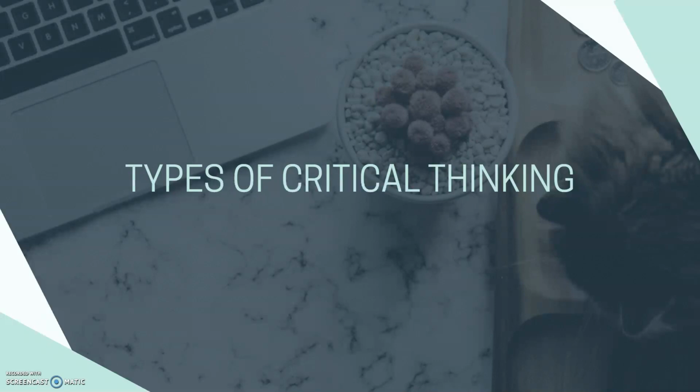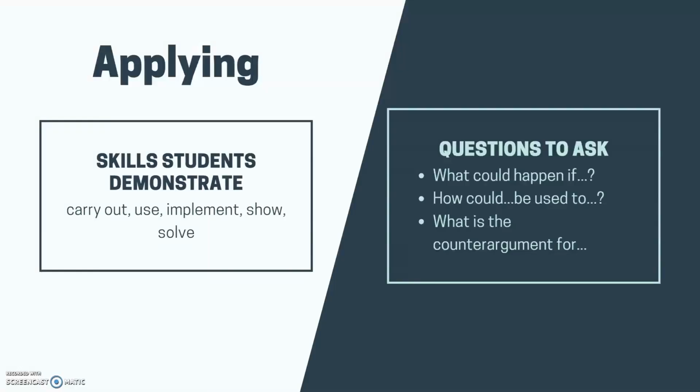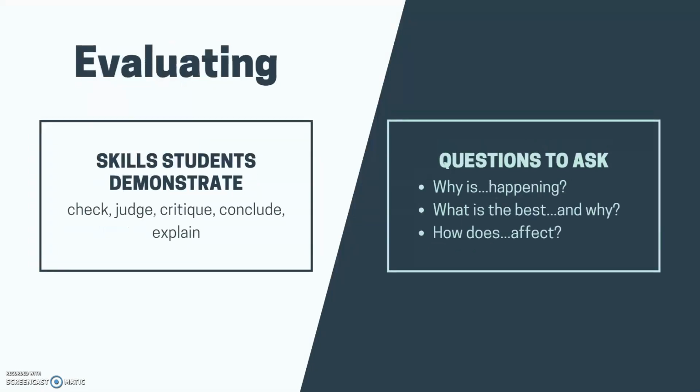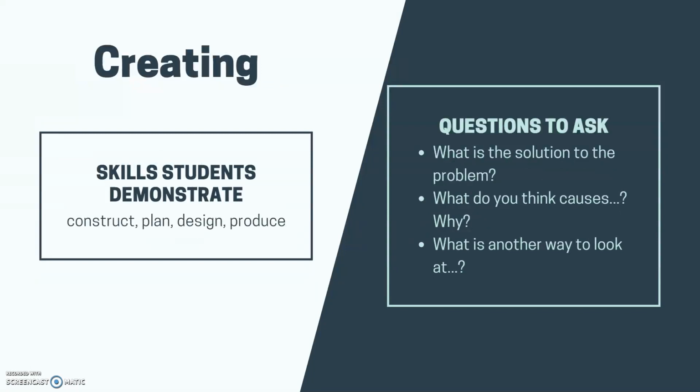So next I'm going to talk about the types of critical thinking. First of all, we have applying, where students are going to carry out, use, implement, show, or solve. We have analyzing, where students can compare, organize, or deconstruct. We have evaluating, where they can check, judge, critique, conclude, or explain. And then creating: construction, planning, designing, producing.